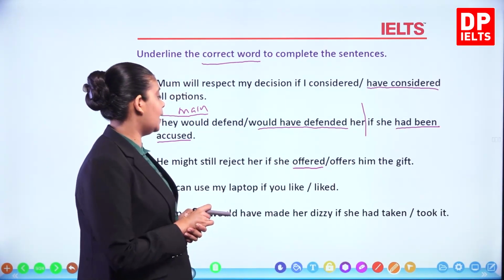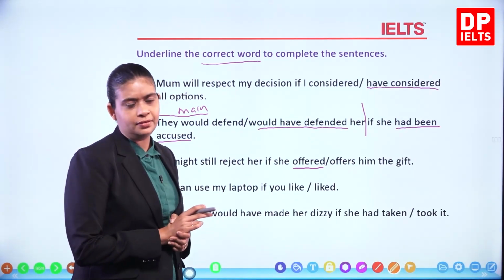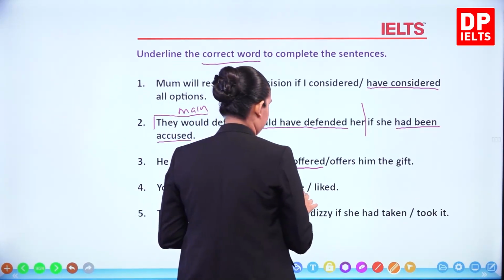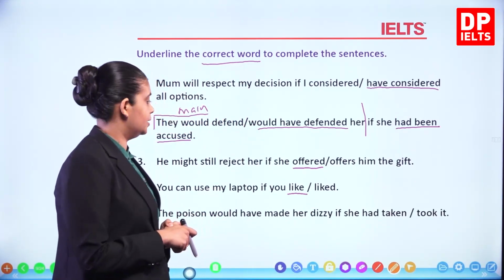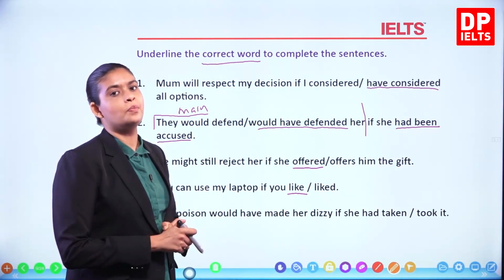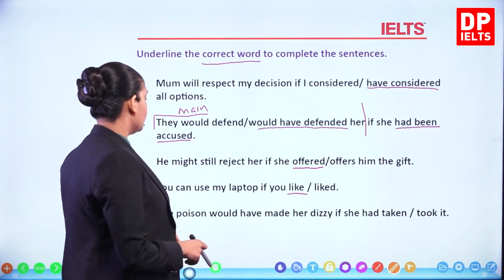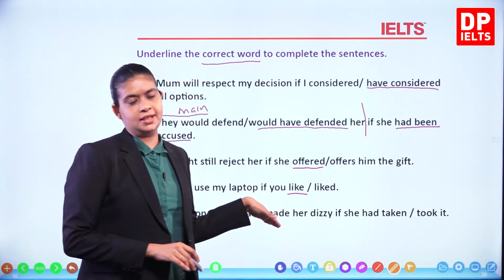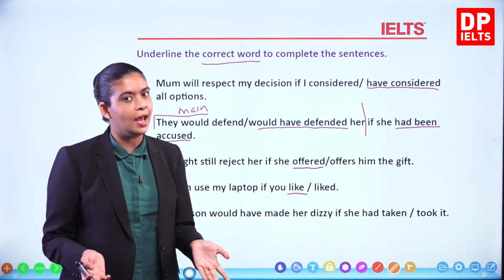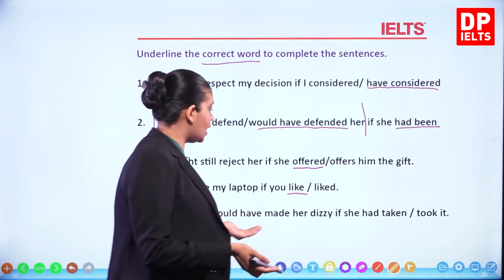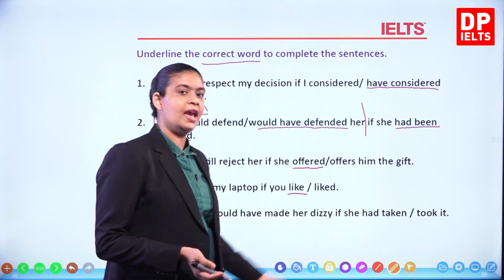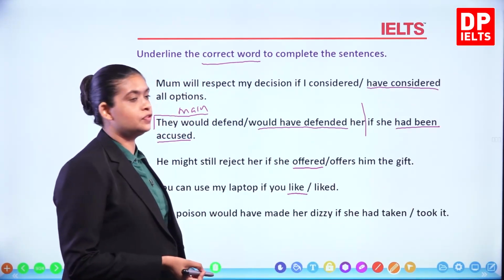You can use my laptop. Something very likely to happen, right? You can use my laptop if you like, right? You can use the simple present tense or you can use the present perfect tense. The poison would have made her dizzy. Now, this is something that could have happened but did not happen. So, the poison would have made her dizzy if she had taken it or if she took it.